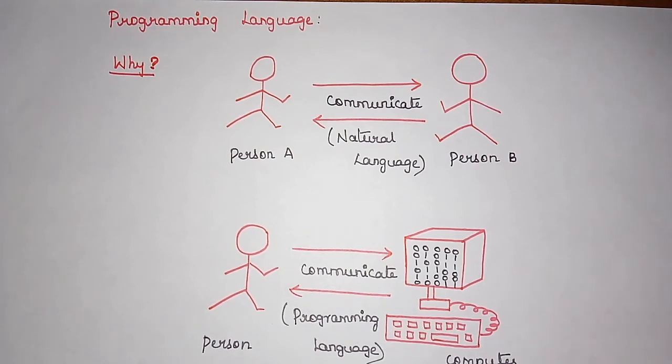And here the computer always understands binary digits, that is bits, ones and zeros, whereas humans can understand the programming languages. So with the help of programming languages, the human is going to communicate with the computer. This is why we are going for programming languages.